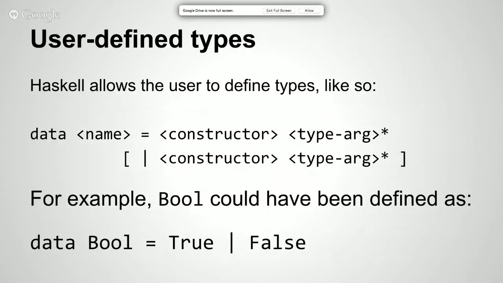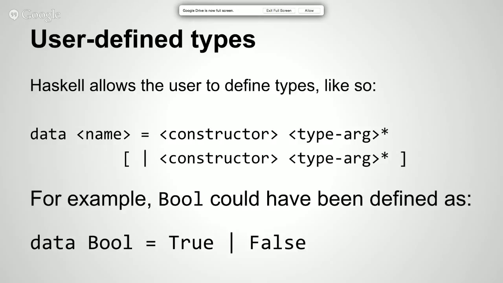So those are some things you do with user-defined types. And we'll get back to a lot of these concepts. The syntax is up there. You have a data declaration. There's also type and newtype, which I'll get into later in the course. For now, we're just going to work on the ones that are defined with data. Data, then the name of the thing, equals constructor, then 0 to infinity type arguments, and you can use a bar to separate multiple constructors. So for example, Bool could have been defined as data Bool equals True or False.